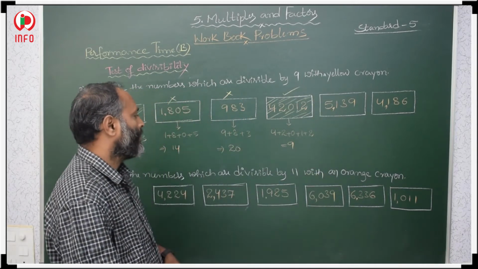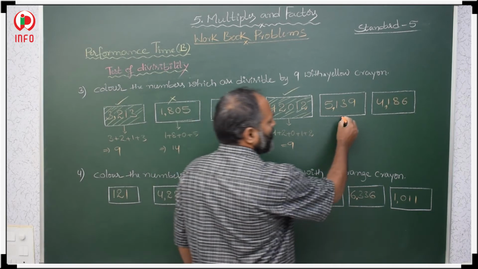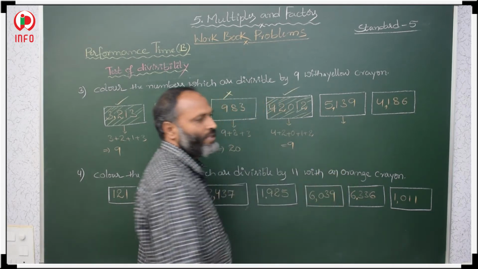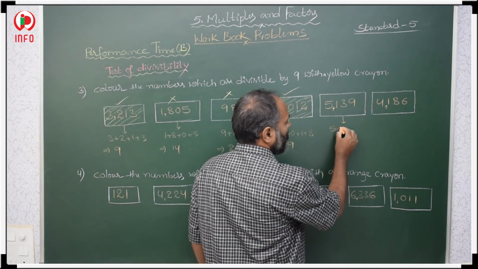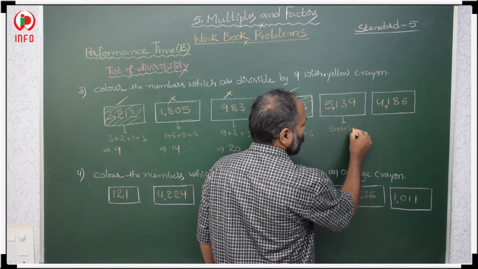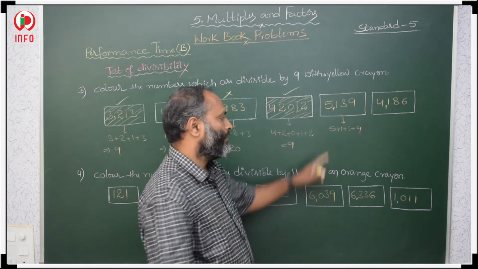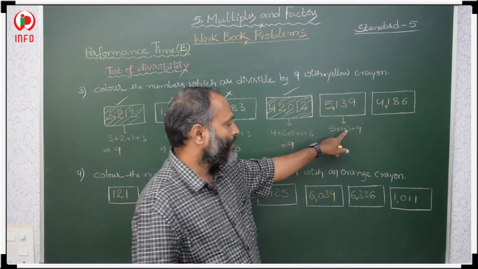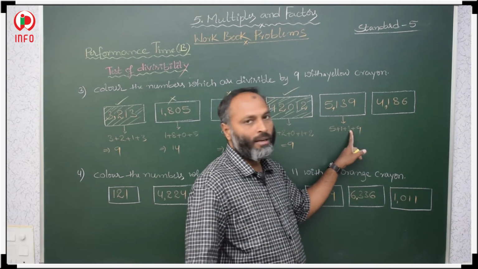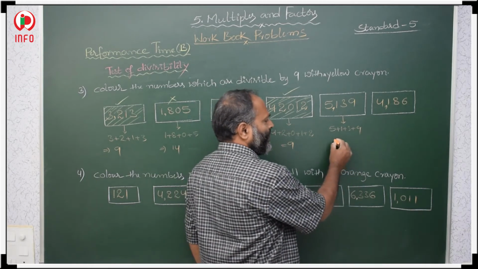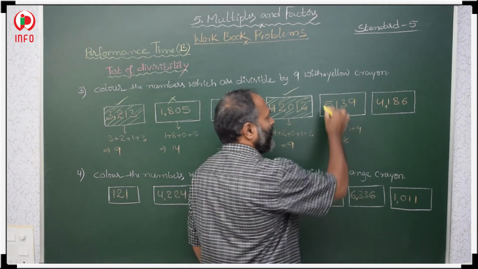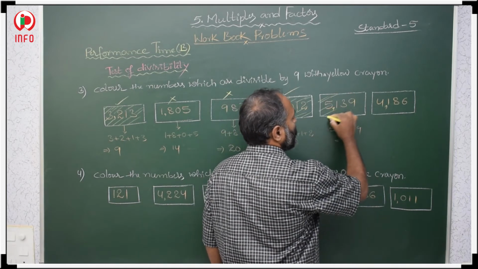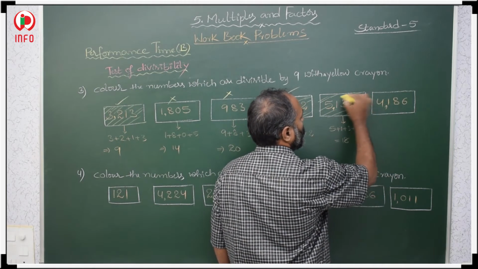Next, now again, 5139. Here also we have to find the sum of the digits. 5 plus 1 plus 3 plus 9. 5 plus 1 is 6. 6 plus 3 is 9. 9 plus 9 is 18. 18 is divisible by 9. So, this number is also divisible by 9. Color with yellow crayon.